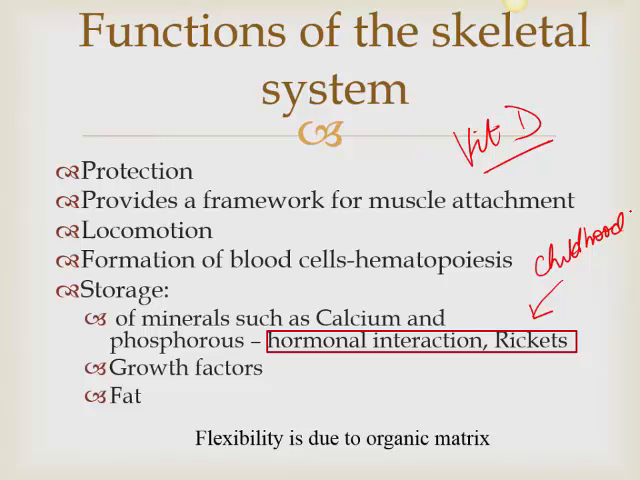Now, if it happens in an adult whose bones are already formed, then the bones can still get soft, and then we call that condition osteomalacia. So this is softening of bones, which is occurring after the bones have already formed and fused, so after, in adulthood.